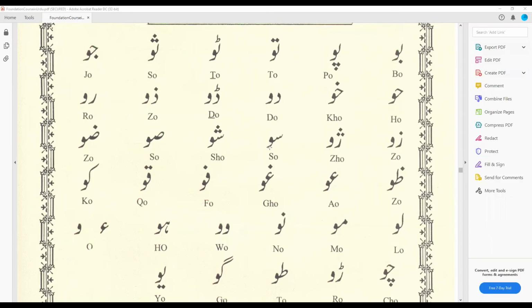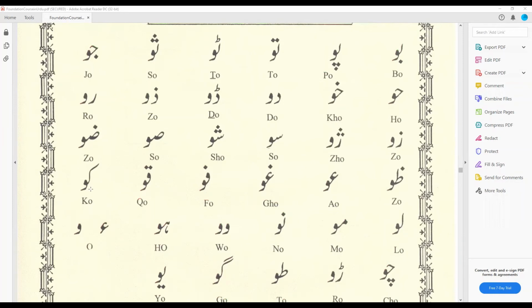Seen wow so. Sheen wow sho. Swad wow so. Zwad wow zo. Zoin wow zo. Ein wow o. Ghein wow gho. Fe wow fo. Kaf wow ko. This one is Q kaf and this is K kaf.